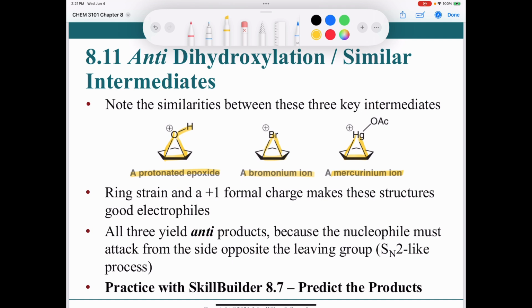And so it's really nice to draw these parallels between the anti-dihydroxylation, the bromination or halohydrin formation, and the oxymercuration-demercuration.